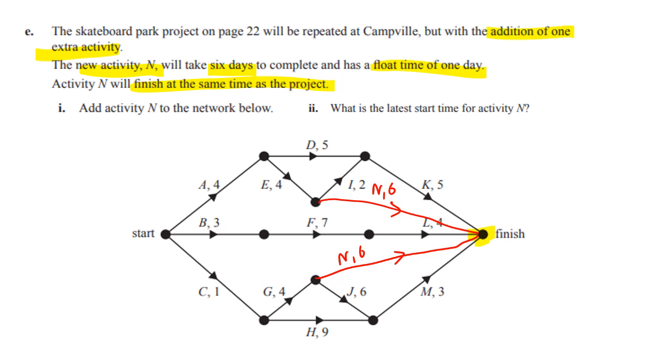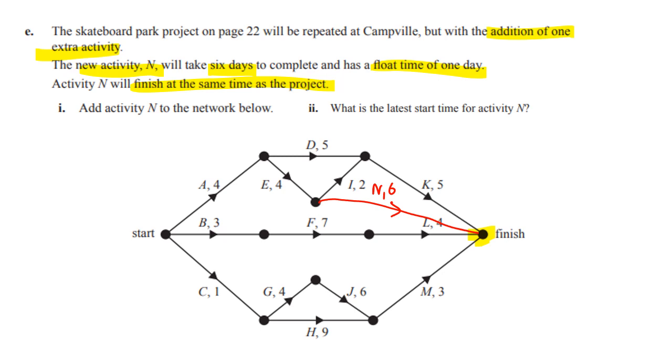And the key factor here is this float time of 1 day. So if I was to go, say, around here like this, that would take me 7, which is 1 more than 6. So it looks like we do get a float time of 1 here. But if I go this way, that takes 9. So the difference between the 9 and the 6 is 3. So the bottom one has a float of 3, so it can't be correct. So the correct one is this top one, because it does have a float of 1, the difference between the 2 paths. So if you add the activity N to the network, it must go like we've drawn.